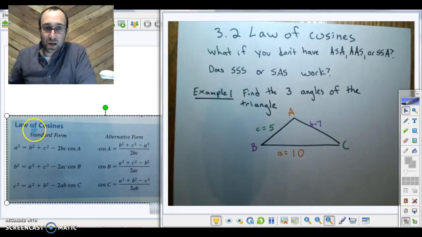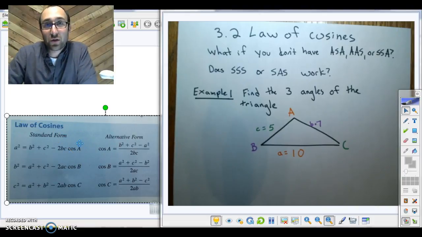So what I did was I actually copied this straight from the book. I put it down here as a reference. It is on page 271, so make sure you get that into your notes.